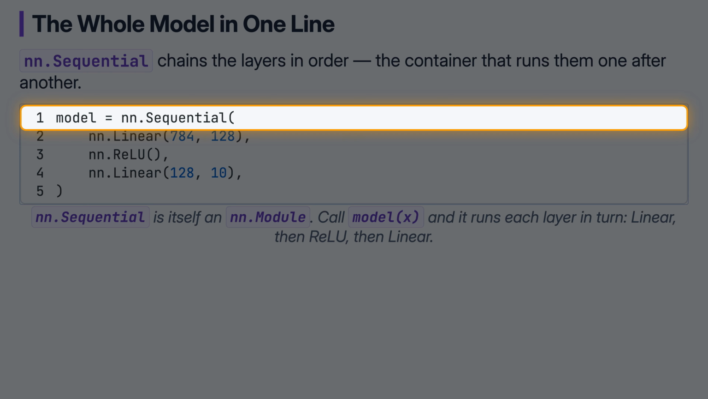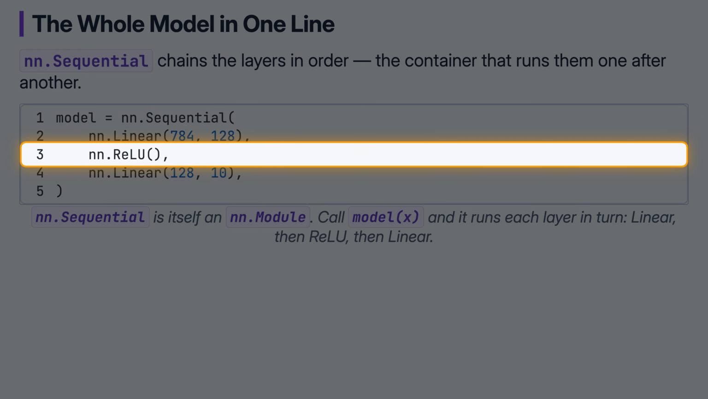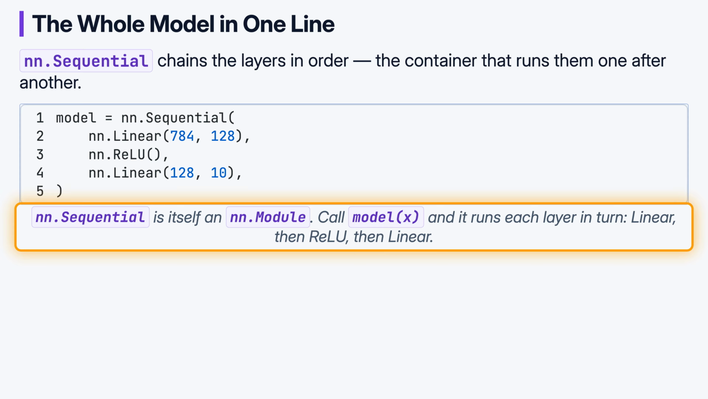nn.Sequential chains the layers in order. Hand it the layers top to bottom. First, the linear from 784 to 128. Then the ReLU. Then the linear from 128 down to 10. nn.Sequential is itself an nn.Module. Call model of X, and it runs each layer in turn. This is the exact pipeline the figure just drew.